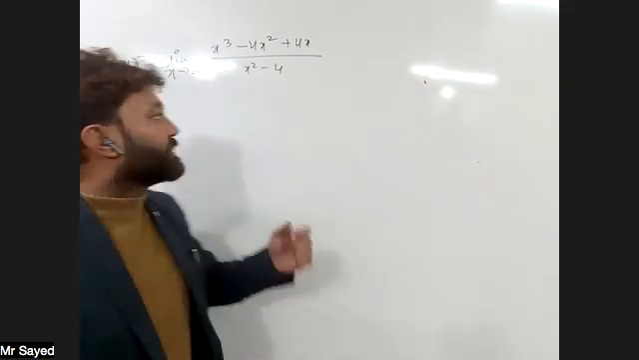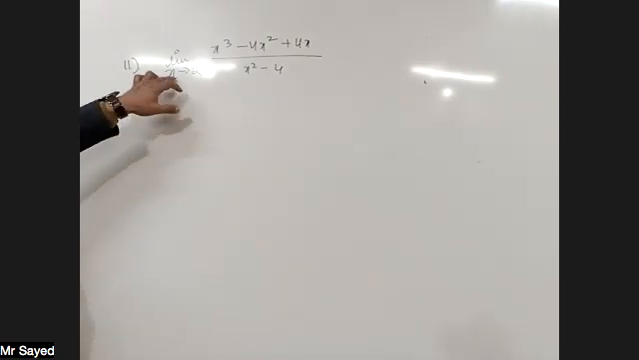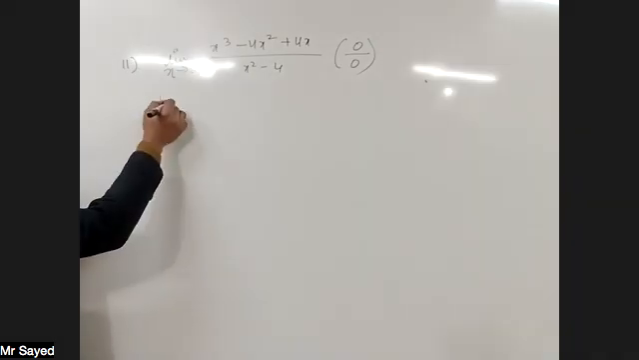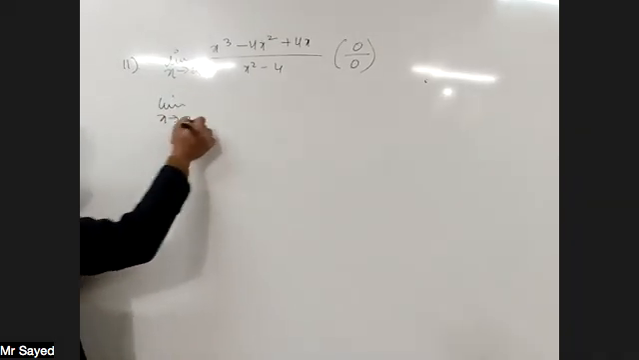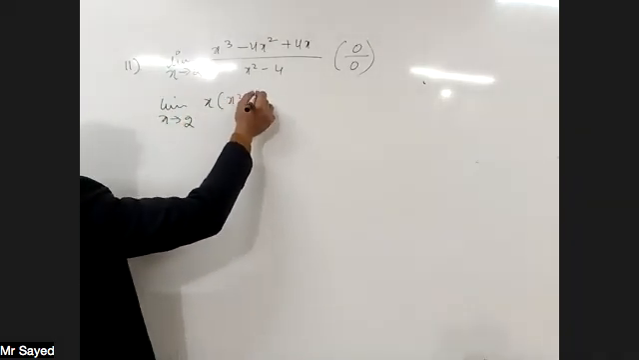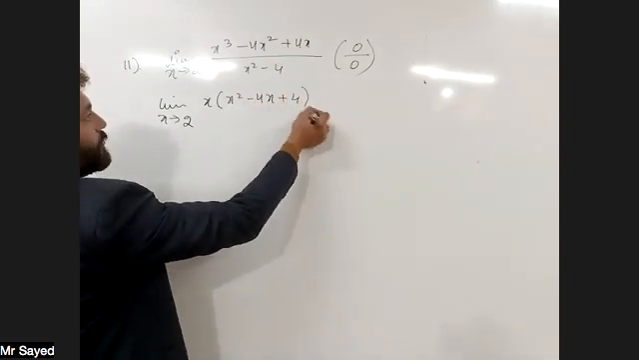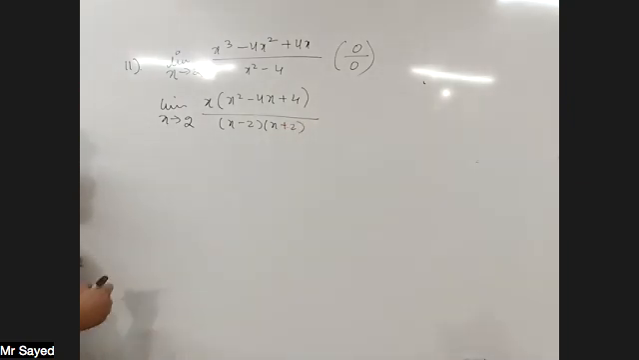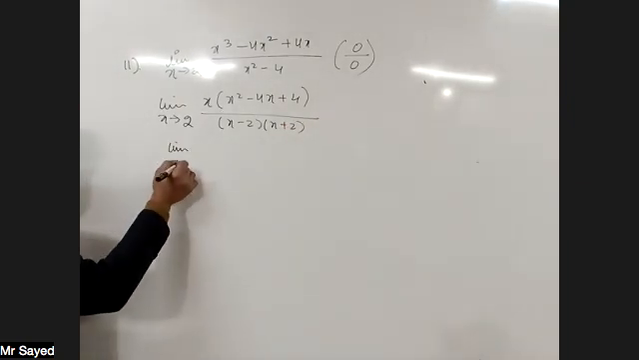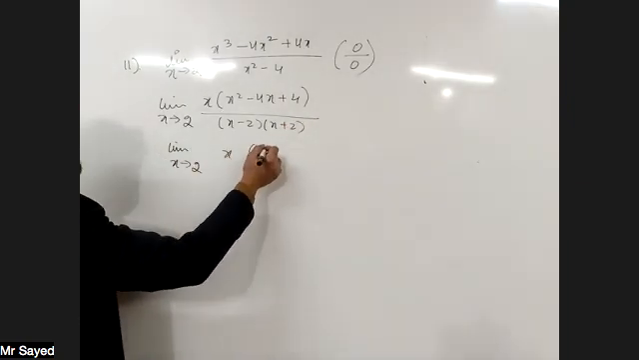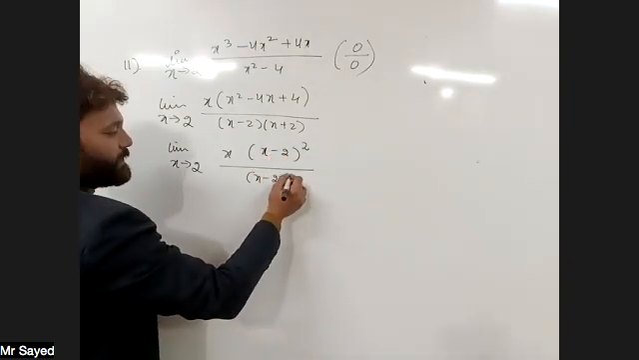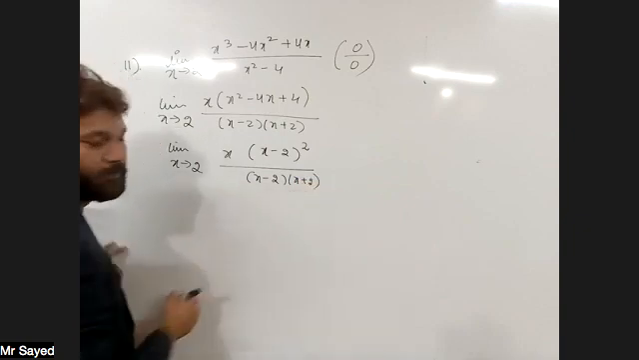use of one-sided limits. Right now, if we put up the value of x as 2, this will take the form 0 upon 0. So we'll have to simplify this first. x common, x square minus 4x plus 4, and whole upon x minus 2, x plus 2. So this will be limit x tends to 2, x as it is. This will be x minus 2 of whole square, whole upon x minus 2 into x plus 2.